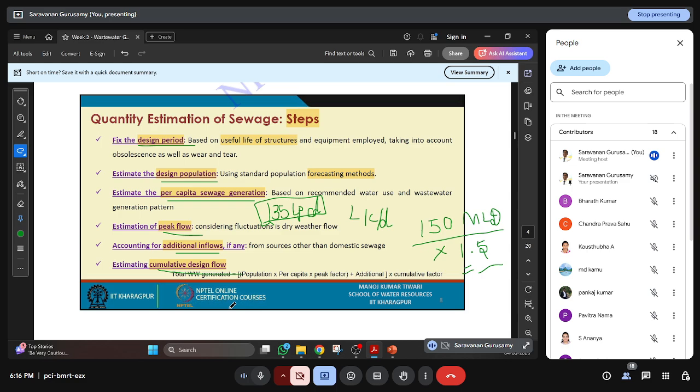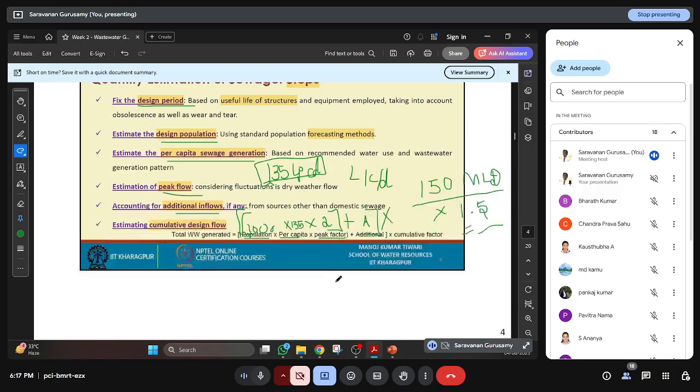Finally, the cumulative design I need to know. So how to design for the total wastewater generated? I need to know the population, I need to know the per capita, and I have to multiply with the peak factor. If I know 1,000 people and one person generates 135 liters per day, I have to know the peak factor or factor of safety as 2 or 1.5. That is the total wastewater generated, plus some additional wastewater will also come. Totally, a cumulative factor I have to multiply. So this is the total quantity of wastewater that is going to be carried by my sewer, and I have to design the sewer for this quantity. You got it? These are the total steps I have to follow.